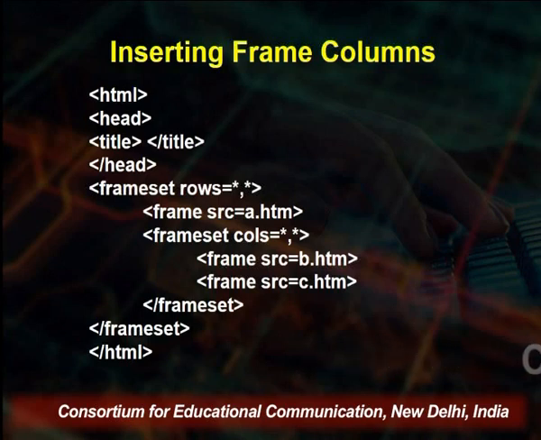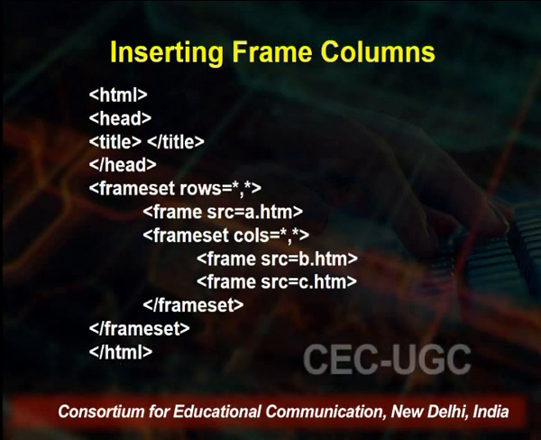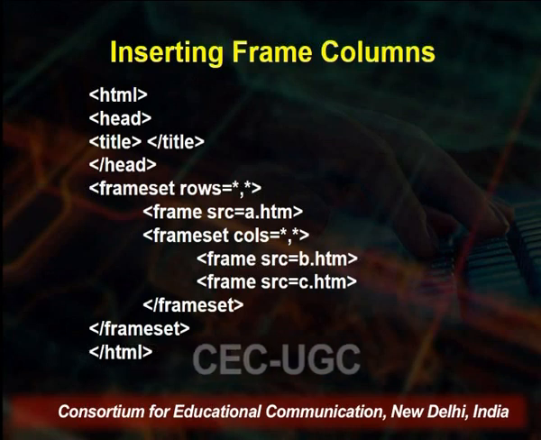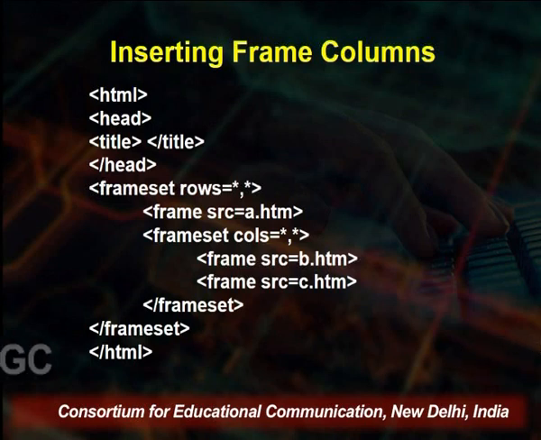We define one frameset which has 2 rows. So, we write rows is equal to star comma star, and the first row of course has the file. So, we write frame src is equal to HTML, but instead of defining the second frame, we are using the frameset tag again, and we are putting frameset cols is equal to star comma star. So, now your second row is actually divided into 2 columns, and each column is now going to have 2 different files. What you can see here is that you are using a frameset within another frameset.